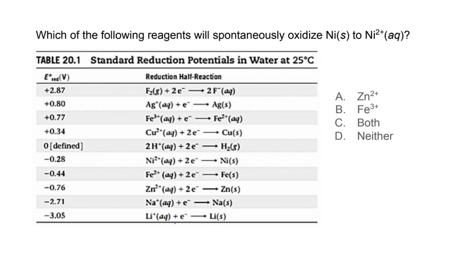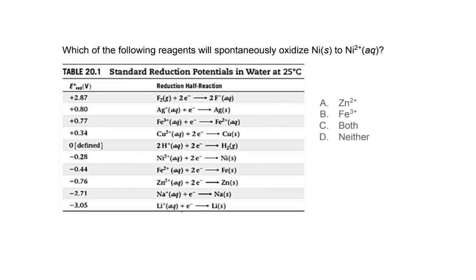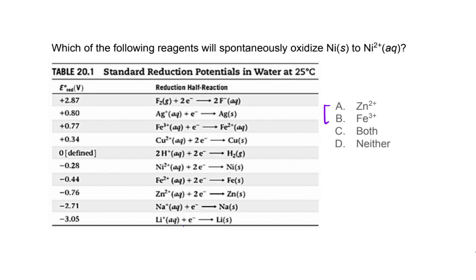Okay, so this is one that I sort of stole from the practice exam. It's changed up just a little bit because I didn't like the one on the practice exam. So it asks, which of the following reagents will spontaneously oxidize nickel solid to nickel 2+? There's a whole table of standard reduction potentials, but you essentially have two options, either the zinc 2+ ion or the iron 3+ ion. So I'll let you think just a little bit how you would solve that one.